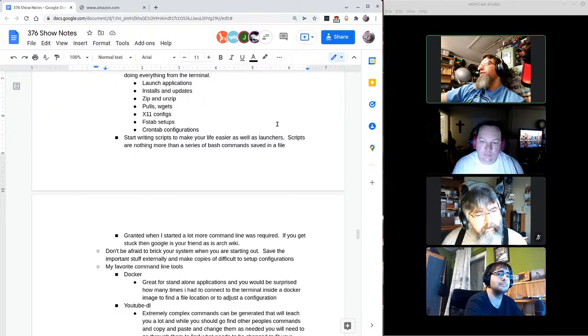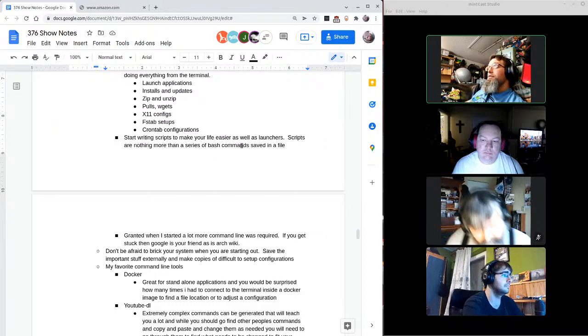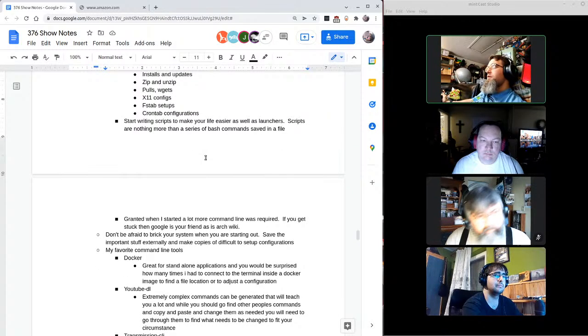And then also crontab configurations were another way that I learned. I really do like crontab for automation. So once you really got those things down, or understood, you can start writing scripts to make your life easier and still use the command line. You could also write launchers as well. Scripts really aren't anything more than a series of bash commands saved in a file.